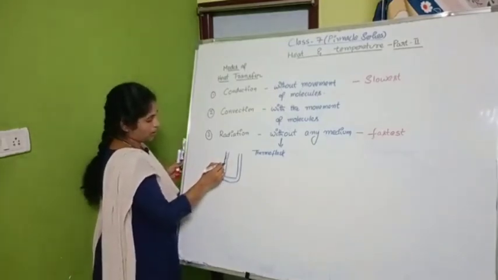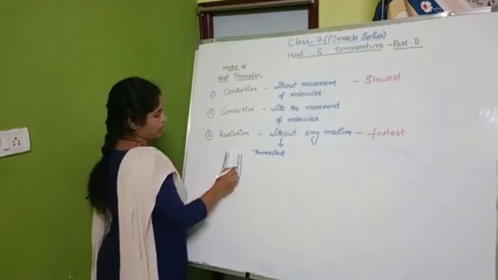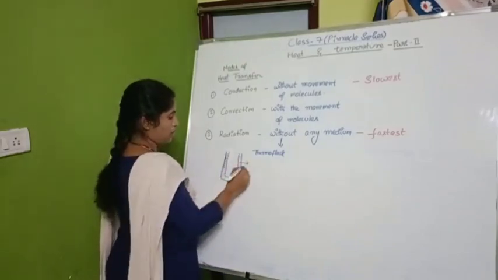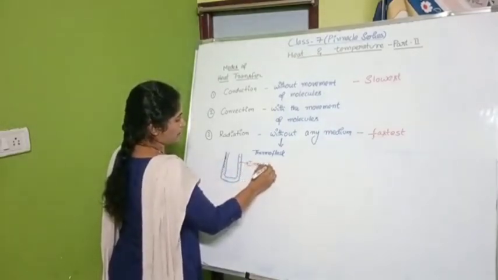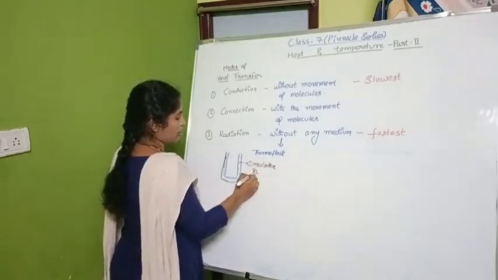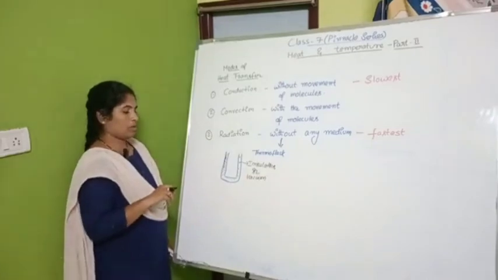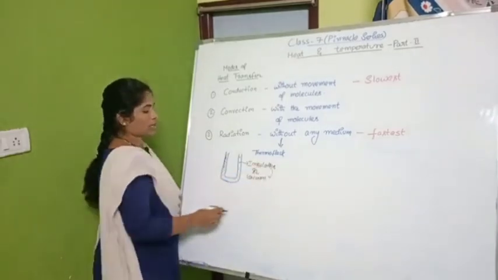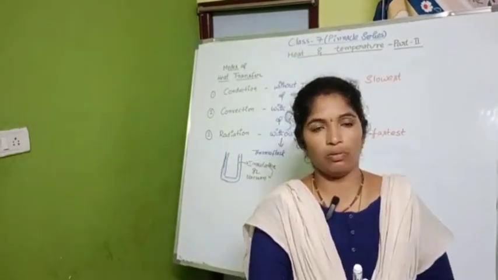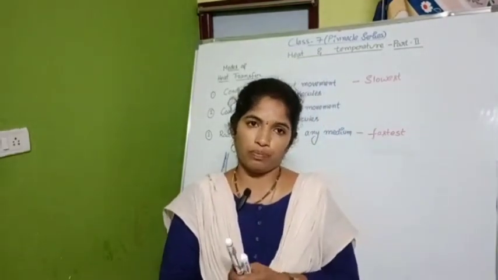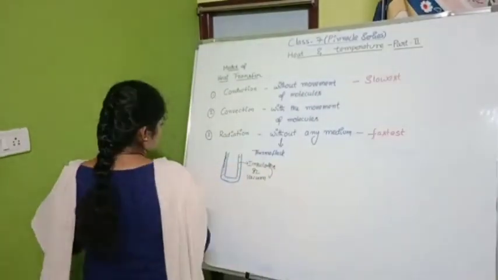That gap may be filled with insulators. What is the meaning of insulator? We will study. Or that may be left vacuum. That means there is no air at all. Even vacuum is almost like an insulator. Insulators are the substances which do not allow heat to transfer through them. If this gap is filled with insulators, what happens?